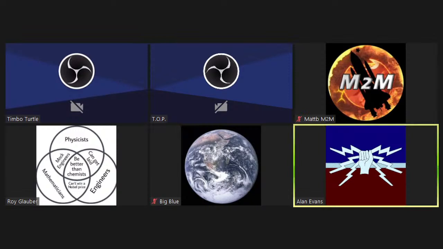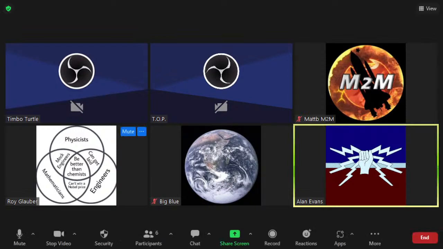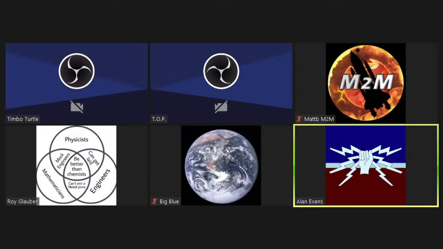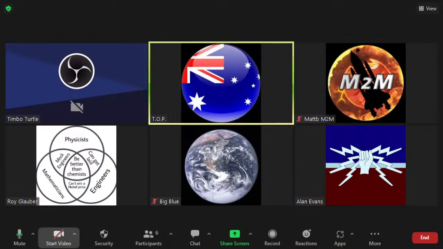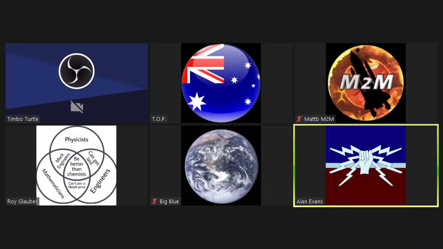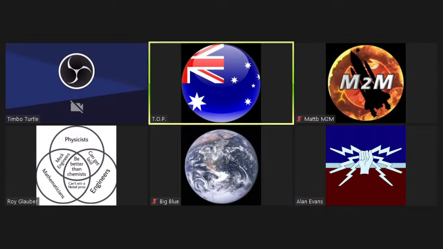Or of course, if you don't want to muck about and just want your logo up, you could just turn the camera off now by hitting stop video at the bottom, like that. At least that way you've got something a little bit better than the default OBS thing.